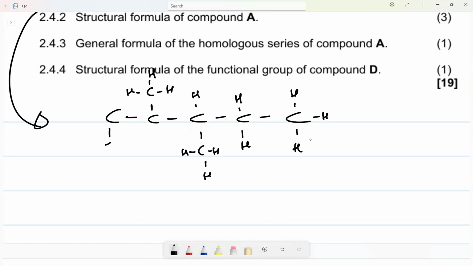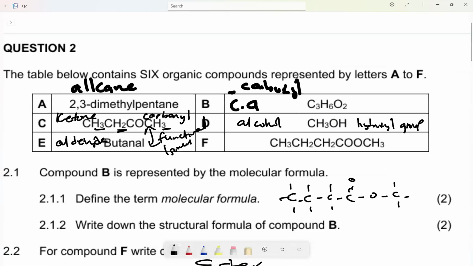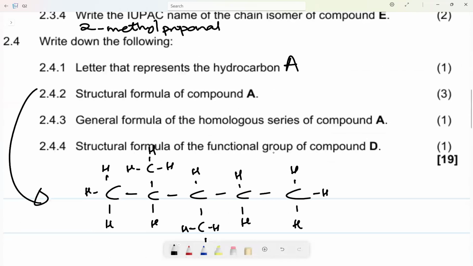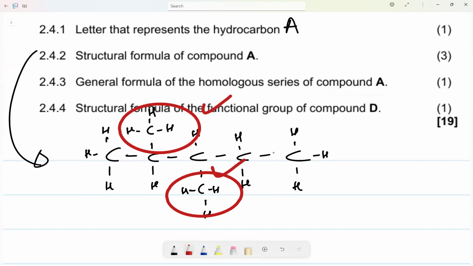Do not add extra carbons. You add carbons where they are needed. You miss one carbon, you are out. How interesting is that? 2,3-dimethylpentane. Very, very interesting. For 3 marks, it is very straightforward. This one correctly named, then the whole part, another mark. How easy is 3 marks?